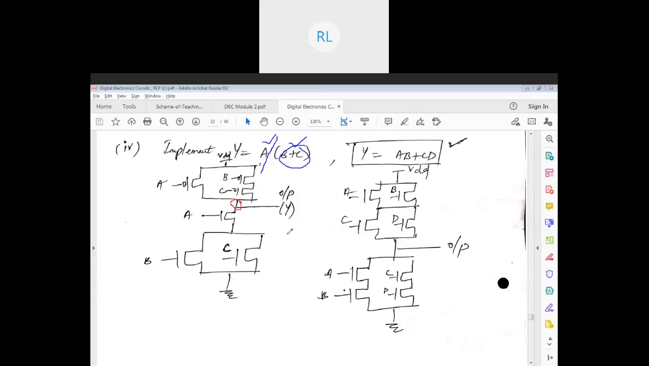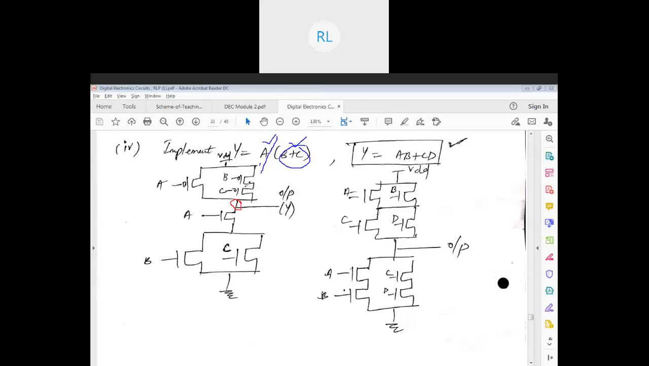Next, what is happening? A is getting multiplied with B plus C. Multiplied means what? I have to put them in series. So A is in series with B and C. So wherever my NMOS and PMOS get connected, at that junction I'm going to take my output. See this section. So at this section I'm going to take my output. So my pull up transistor is here and my pull down transistor is here.